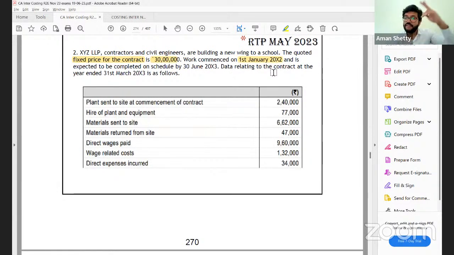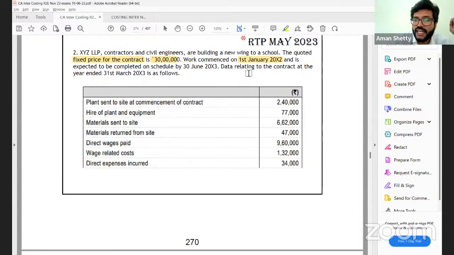So January 22 to 30th June 23 means how many months? 12 plus 6. January 2022 to December 2022 is 12 months, then 6 months of June 2023. Did you understand? That is the entire contract period.